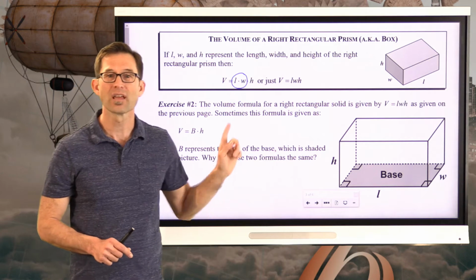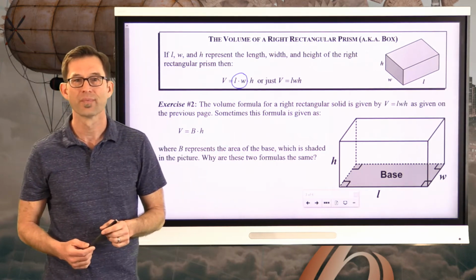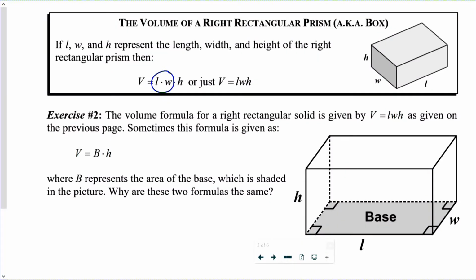All right, let's take a look at exercise number 2. The volume formula for a right rectangular solid is given by V equals length times width times height, as given on the previous page, or right above. Sometimes this formula is given as V equals capital B times H, where capital B represents the area of the base, which is shaded in the picture. Why are these two formulas the same?